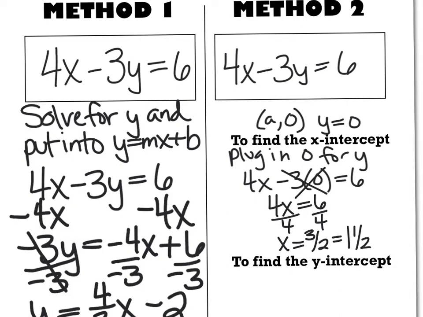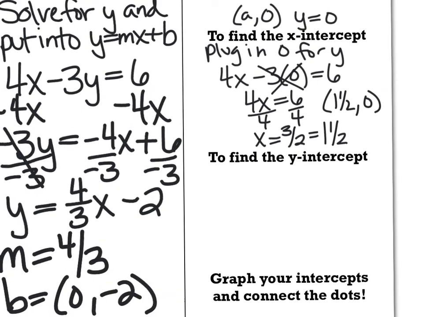So my x-intercept is going to be (1.5, 0). Now let's find our y-intercept. So this time when we are finding a y-intercept, we are going to plug in 0 for x, because we're going to have the point (0, b), where x equals 0.